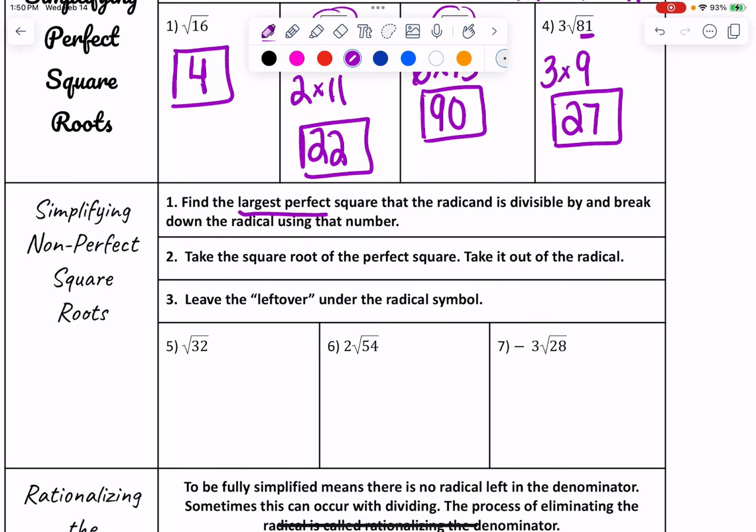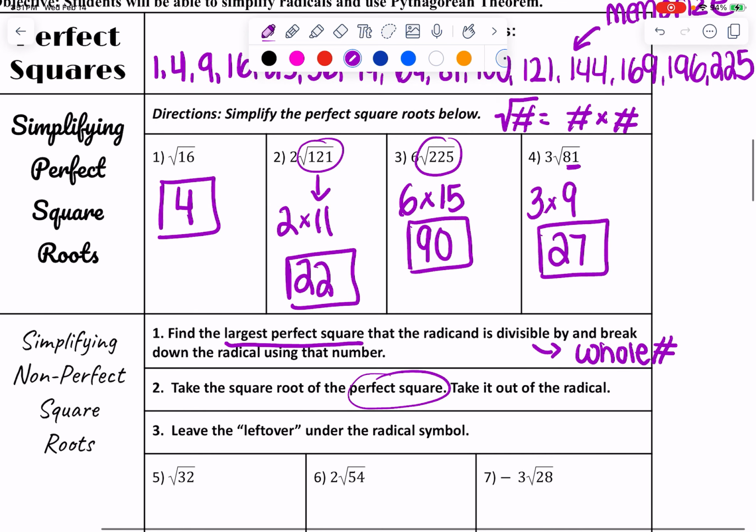Using the numbers above, you're going to find the largest perfect square that the radical is divisible by, meaning it divides evenly into a whole number, okay? And you're going to break that down using that number, okay? Once you do that, you should have a perfect square. You're going to take the perfect square out of the radical just like we did before, okay?